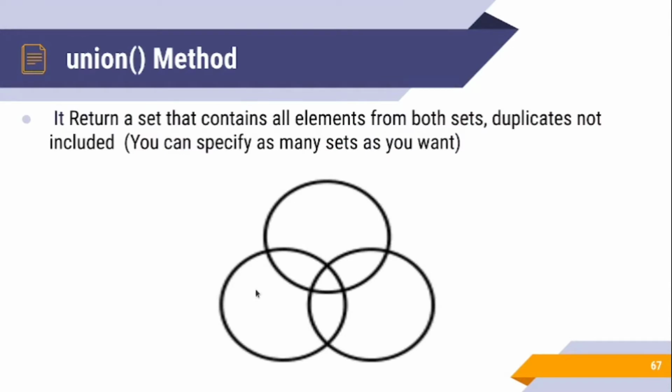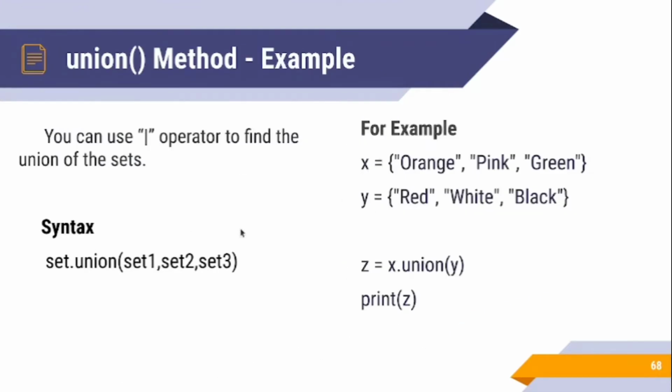So let's talk about the union method. It returns a set that contains all the elements from both sets. Duplicate values are not allowed here. You can use as many sets as you want. Let's check it with an example. Syntax: set.union(set1, set2, set3), like this.